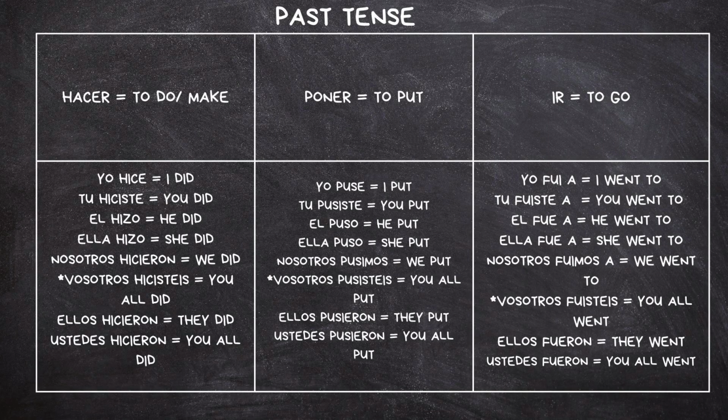So in the past, the verbo hacer: yo hice, tú hiciste, él hizo, nosotros hicimos, ellos hicieron, vosotros hicisteis y ustedes hicieron. Y el verbo poner: yo puse, tú pusiste, él puso, nosotros pusimos, vosotros pusisteis, ellos pusieron, ustedes pusieron. En el verbo ir: yo fui, tú fuiste, él fue, nosotros fuimos, vosotros fuisteis, ellos fueron.